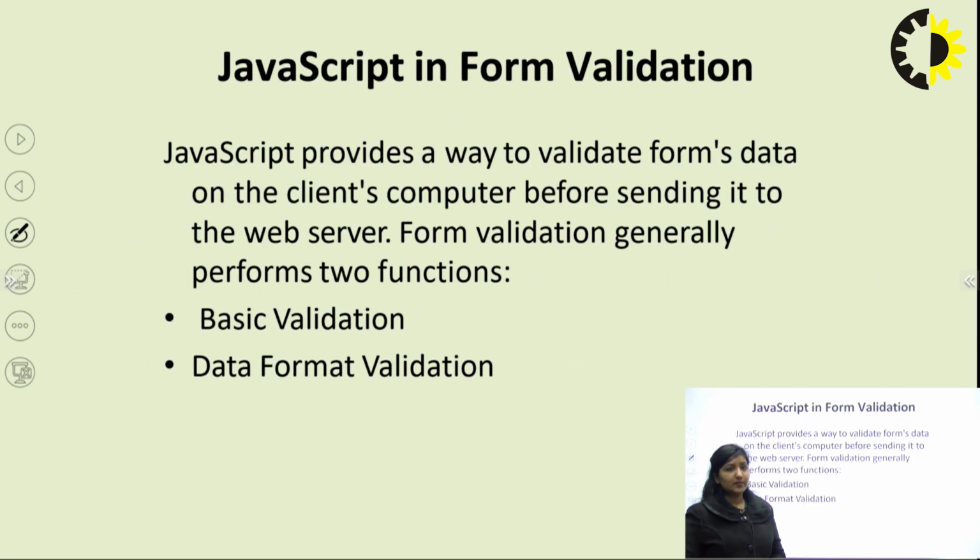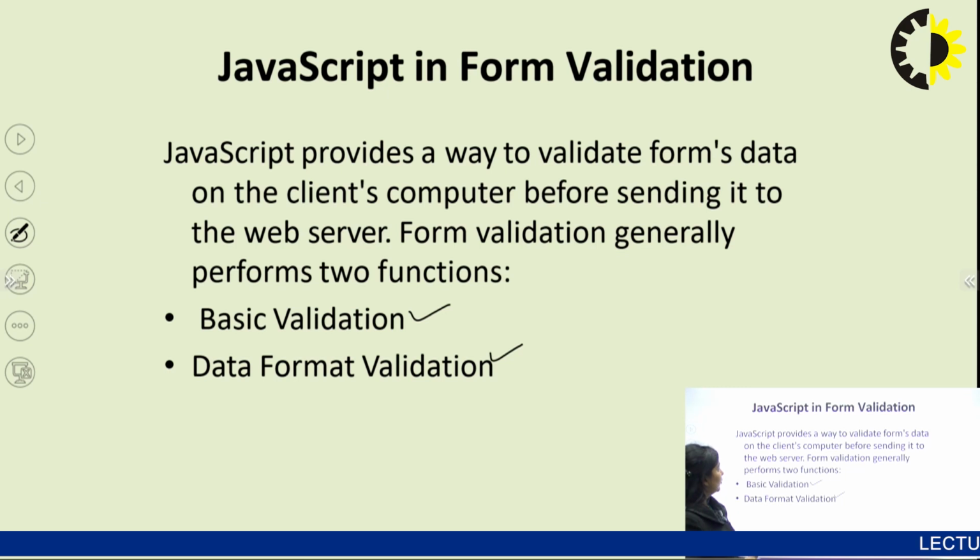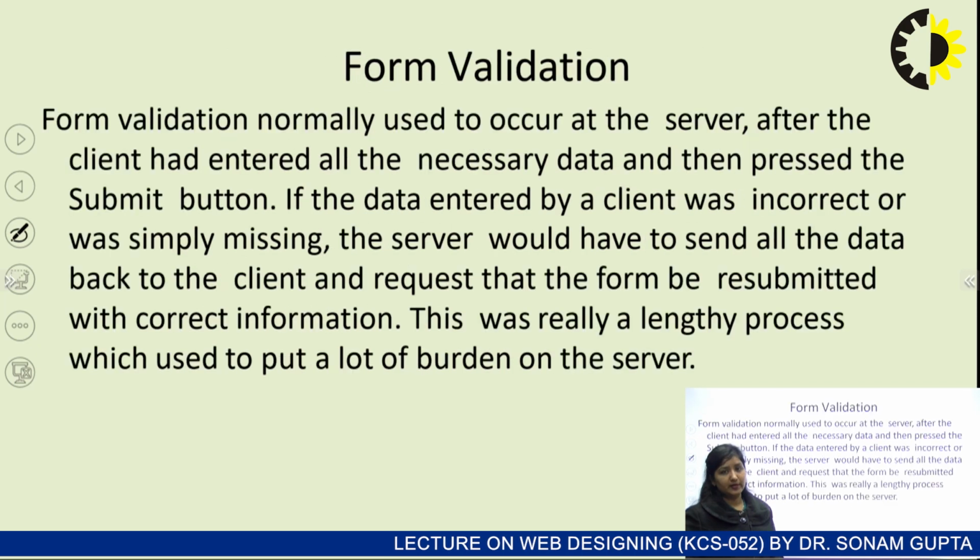JavaScript form validation is of two types: basic validation and data format validation. JavaScript provides a way to validate the form's data on the client's computer before sending it to the web page, and it is basically of these two types, the basic validation and the data format validation.